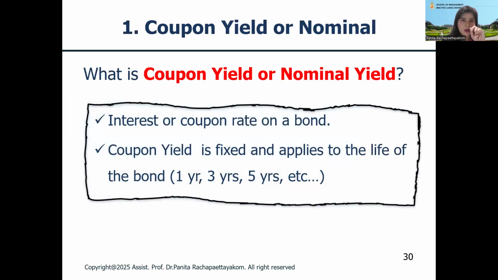Firstly, I want to introduce the coupon yield or the nominal yield. What is the nominal yield? It is the interest rate that the bond issuer promises to pay the investor. The nominal yield is fixed and applied over the life of the bond, which might be 1 year, 3 years, 5 years, or 10 years. Sometimes it is also referred to as the nominal rate or the coupon rate or the coupon yield.